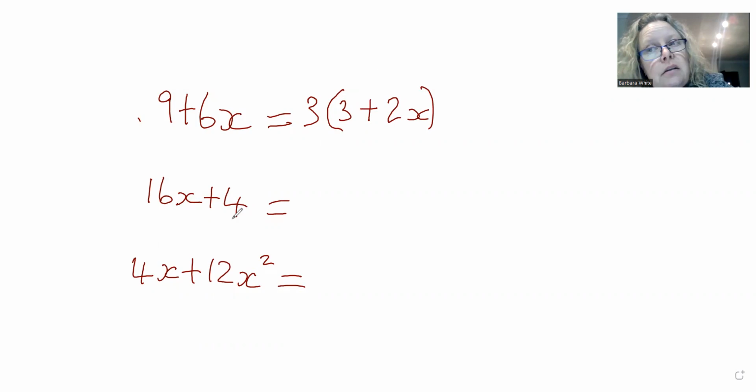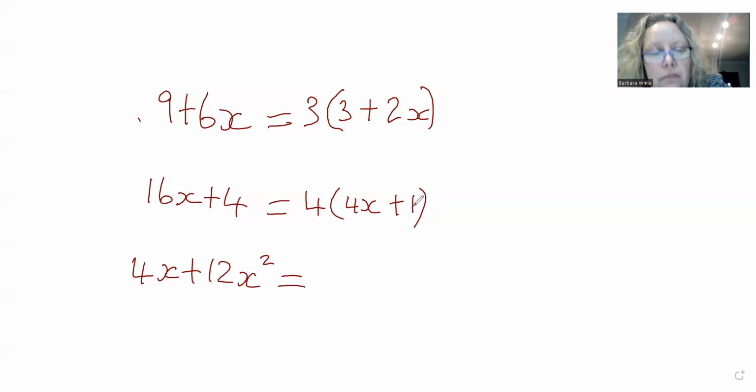What goes into 16x and also into 4? Well, 2 does, but you want to pull out the highest common factor. To factorize, you need to take out the highest factor, which I think might be 4. So 4 goes into 16x. Let's see, 4 4s are 16. 4x times 4 is 16x. What times 4 gives you 4? Well, that would be 4 times 1. So there we go. 4 times 4x is 16x. And 4 times 1 is 4.